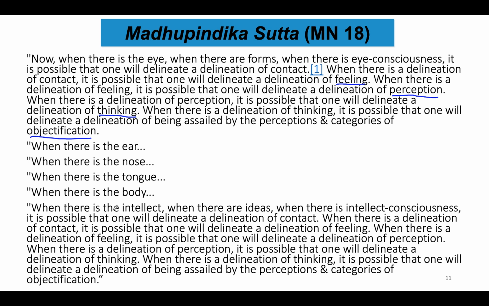And this is for mind. When there is the intellect, when there are ideas, when there is intellect consciousness, it is possible that one will delineate a delineation of a contact. When there is a delineation of a contact, it is possible that one will delineate a delineation of a feeling. This is, again, for mind, but this time mind is the sense organ and the sense object is idea.